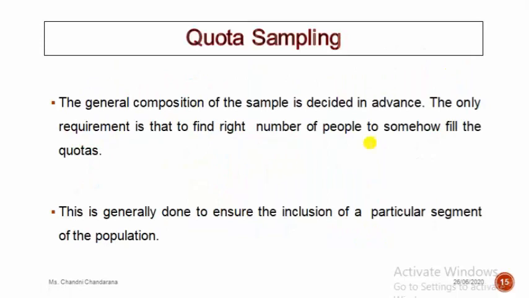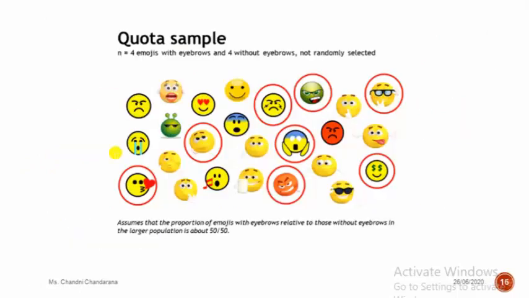Now we will move towards quota sampling. Now what is quota sampling? So here, as the name suggests, we have to make a quota. So the general composition of the sample is decided in advance. The only requirement is to find the right number of people to somehow fill the quotas. It will be clear by one example. See, for example, this is the quota sample.